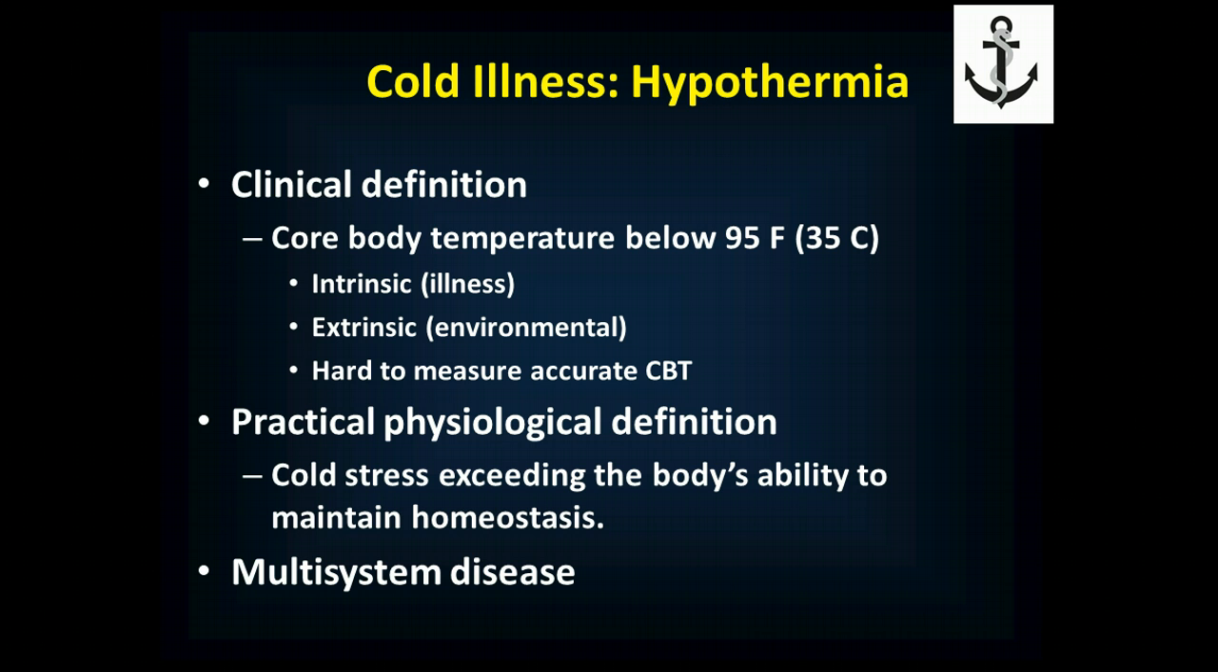core body temperature. So people can be hypothermic because of intrinsic reasons. That is, they get septic, they have low thyroid, there's a problem with their metabolism, so they're unable to generate heat. Or there can be extrinsic factors, which is what we're talking about here. The environment is cold. And that leads us to a really practical physiologic definition. When you've got cold stress that exceeds the body's ability to maintain a normal body temperature.